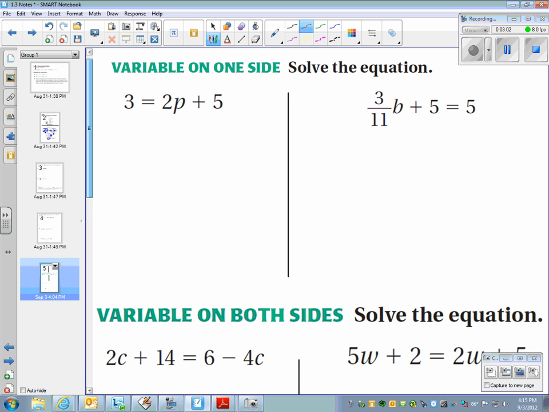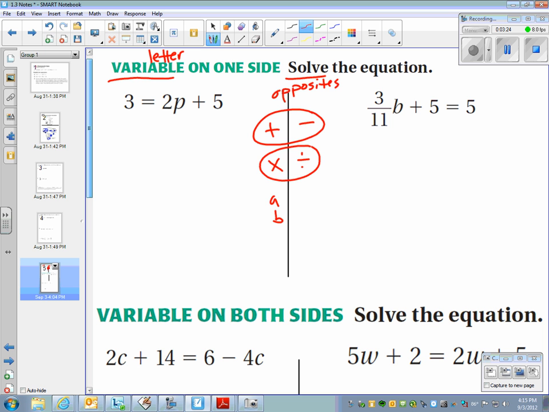So here's our first problem. There's a variable on one side. Remember, a variable is a letter. What we're doing here is solving. When we're solving, we want to think of opposites. Remember, addition and subtraction are opposites. Multiplying and dividing are opposites. Multiplying by reciprocals are opposites. Those are the big opposites that we want to think of. When we're solving, always opposites. Opposites attract, or something like that.